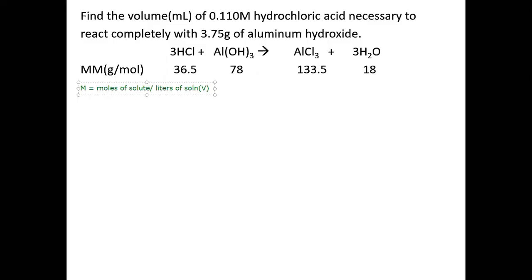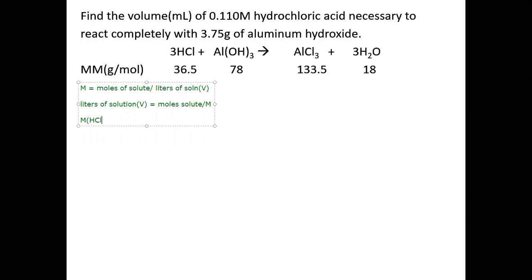So to find the volume of solution, it's going to be the moles of solute divided by the molarity. So if we know the moles of solute and we know the molarity of hydrochloric acid, we can find the liters of solution, aka volume, that we need to react completely with that amount of aluminum hydroxide. And from the problem, we know that molarity is given to us.